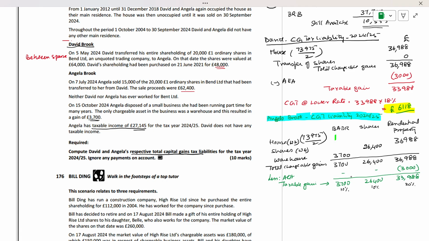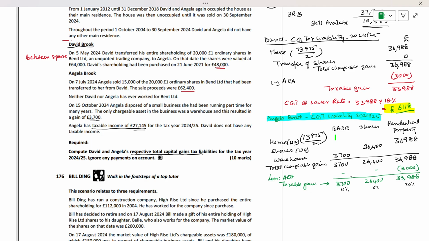33,988 is there. 3,700, 26,400 is there. There are so many complications here. The basic amount, okay, which one will you take? The unused basic amount will be taken from which one, sir, main residence or shares? Please tell, the unused basic amount, which one will you take? How much unused is there?